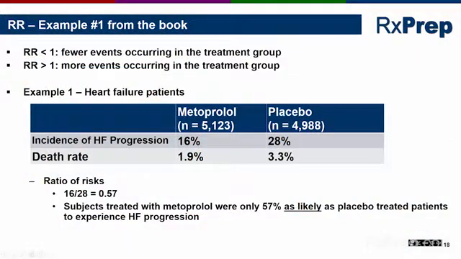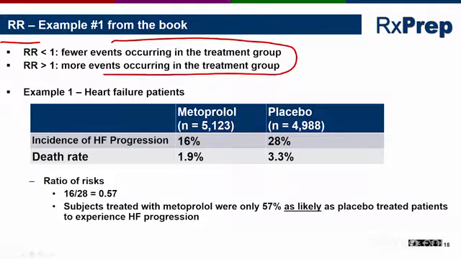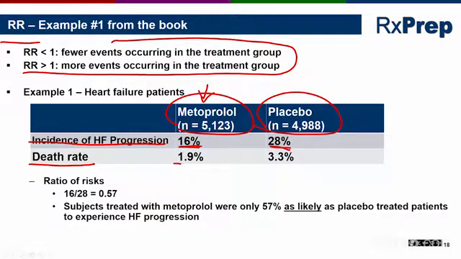Okay, so I put these rules here again, for you to refer to. Let's go over example 1 in your book. So you have heart failure patients. Here are the results that you get from that trial. Lots of patients in the metoprolol group versus the placebo group. And they give you the incidence of heart failure progression in terms of percentage. And on the next line, we have the death rate, 1.9% versus 3.3% in the placebo group.